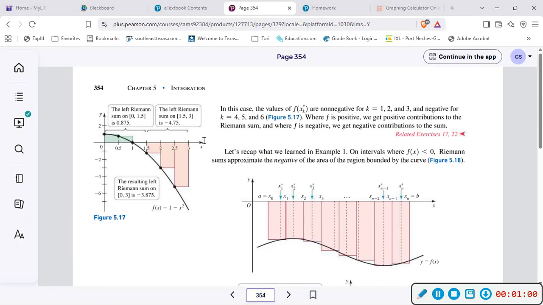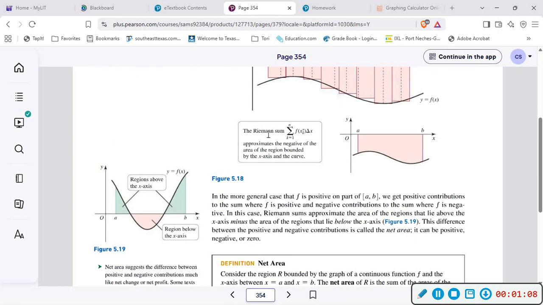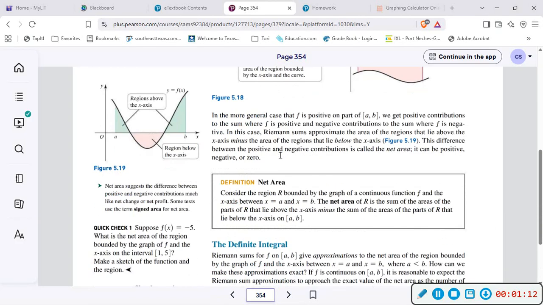Here is again a left Riemann sum, giving you an illustration of area above the graph and area below. Going over Riemann sum and the partition. And then we give a formal definition of net area.